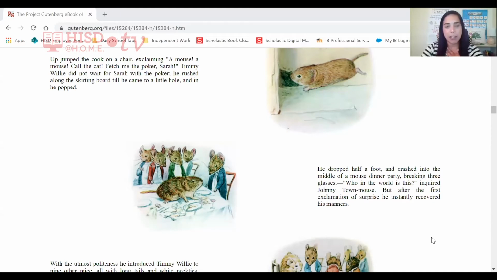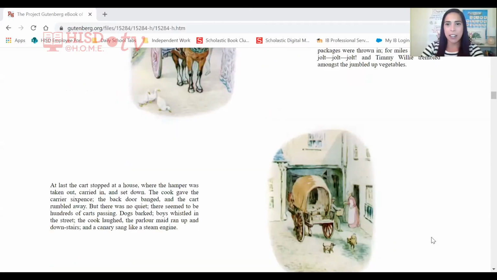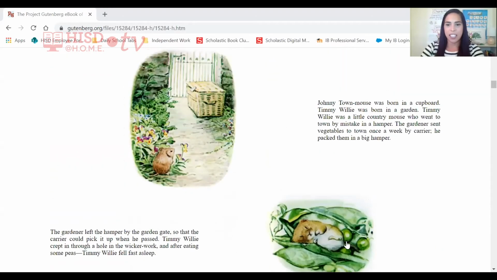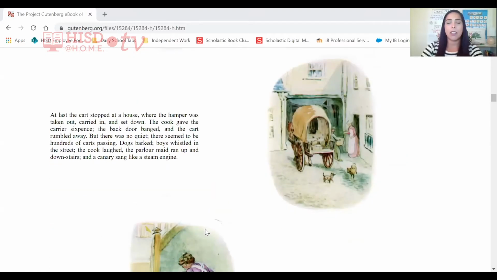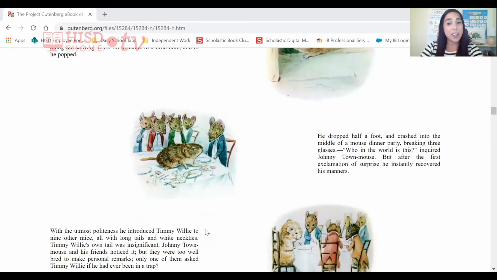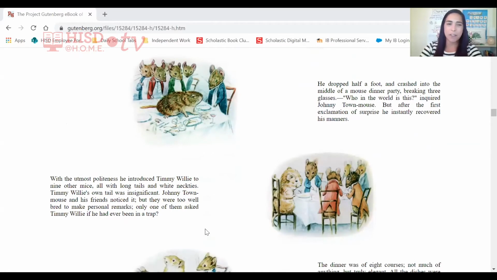And the town mice seem a little bit more proper. They're sitting down for a fancy dinner, not very much like Timmy Willy in the beginning of the story. He's just eating vegetables from the hamper. He's not sitting down at a nice fancy dinner party. So I'm inferring that they are very different. Let's read to find out if my inferences are right.